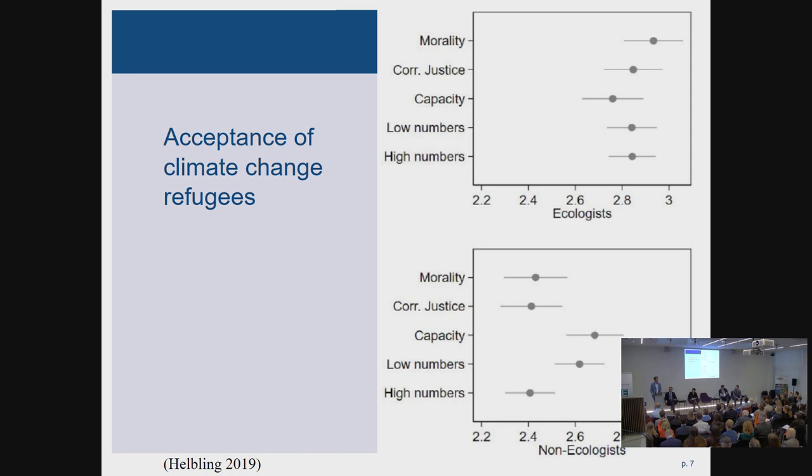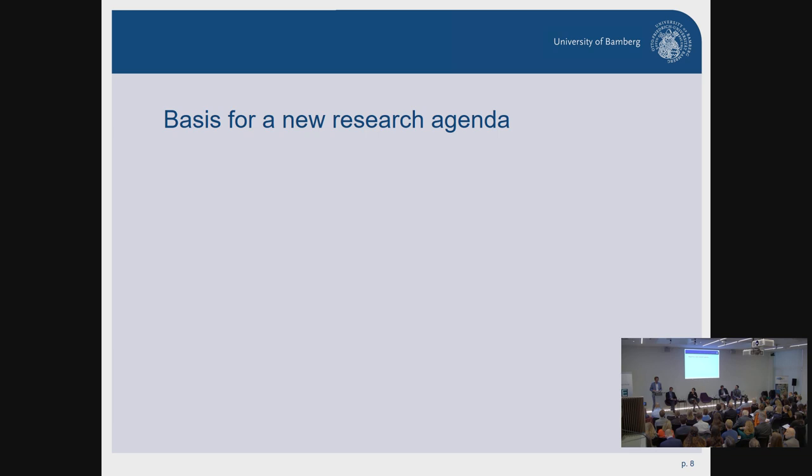And so I'm about to finish. Just the last part of my presentation is that I think that this project, this research might actually lay the basis for a new research agenda. There are many aspects that are important here and that can be developed in the future, and that we can study in more detail.